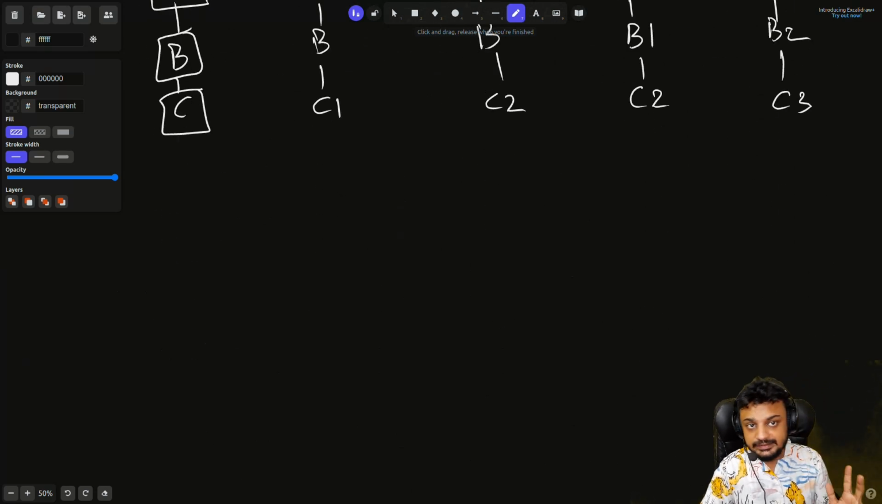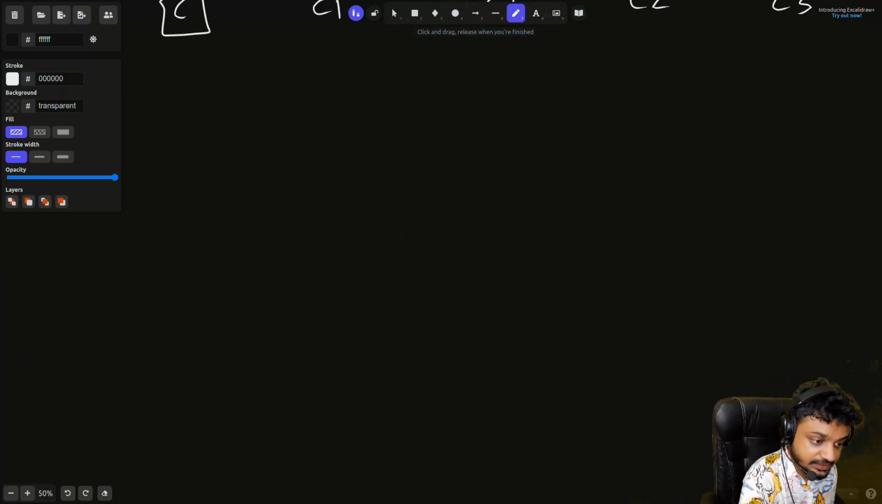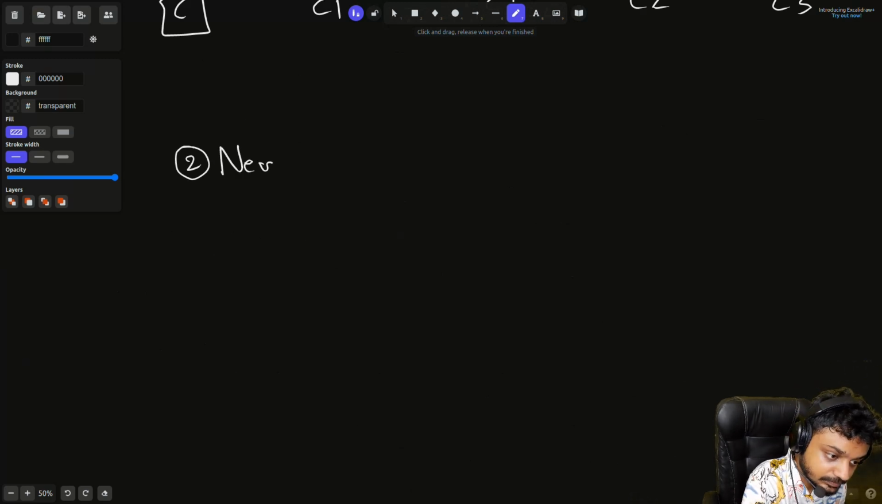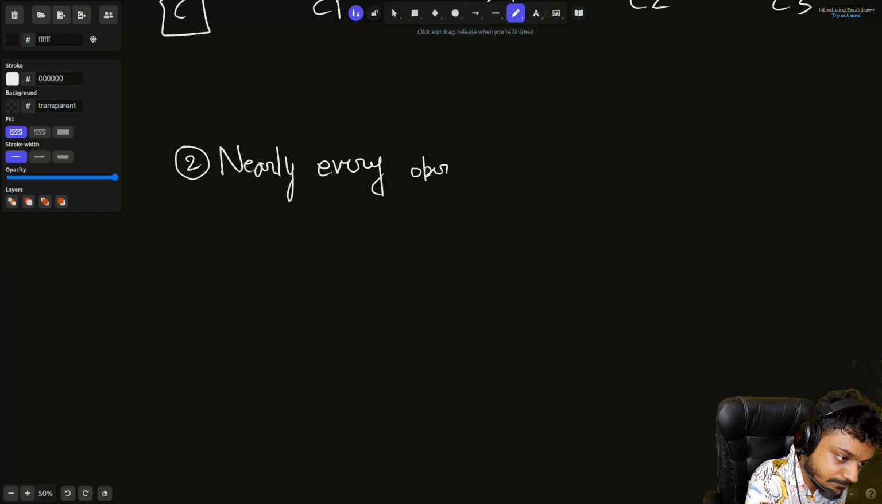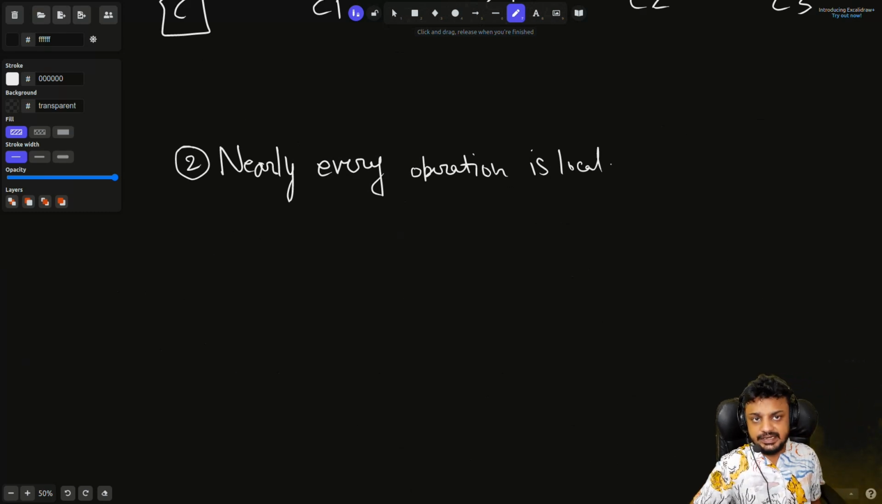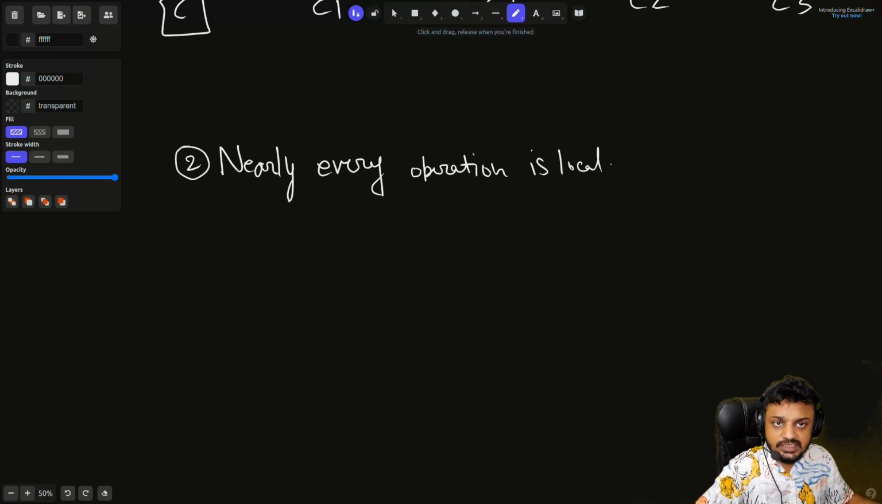Now the second reason why it is different from others is that nearly every operation is local. Right, so this is the second reason why it is different from other VCS. Most of the operations that you do on Git, you only need your local files and resources to do those operations on your projects, right?